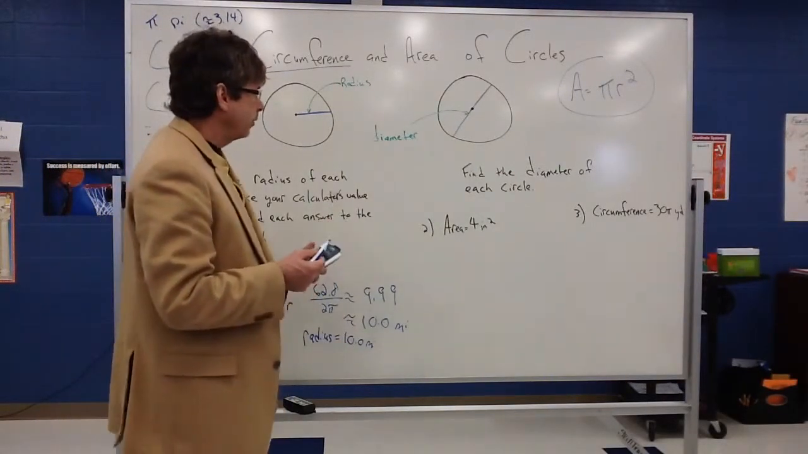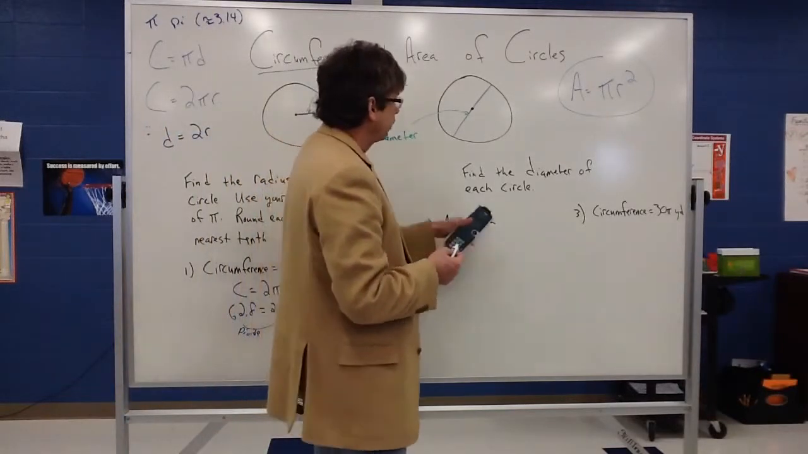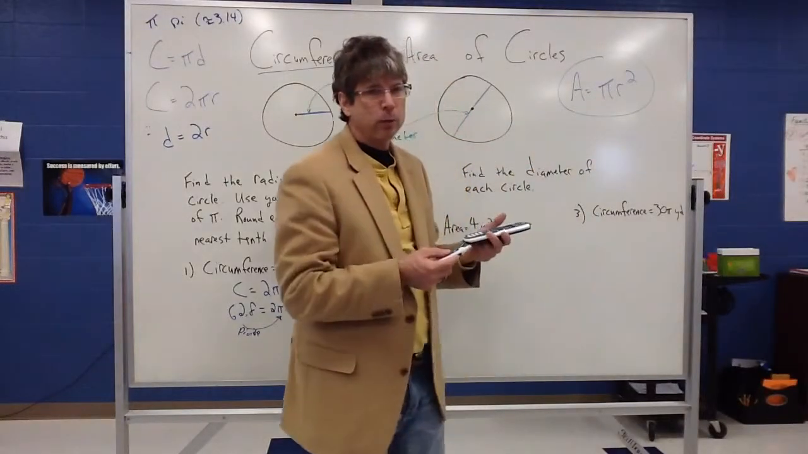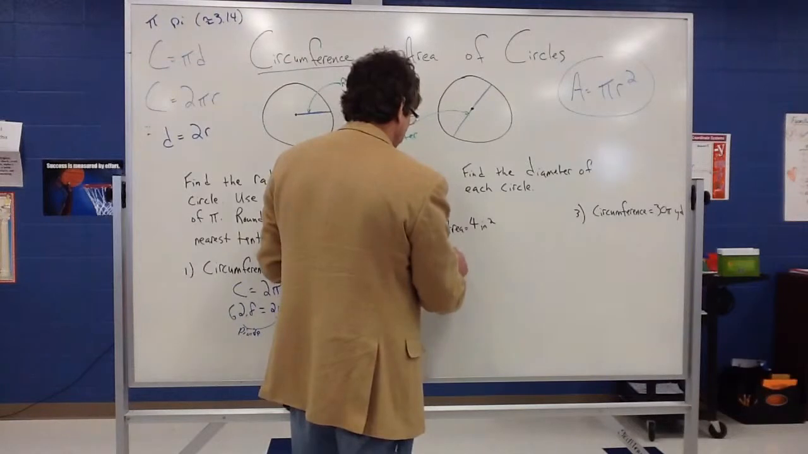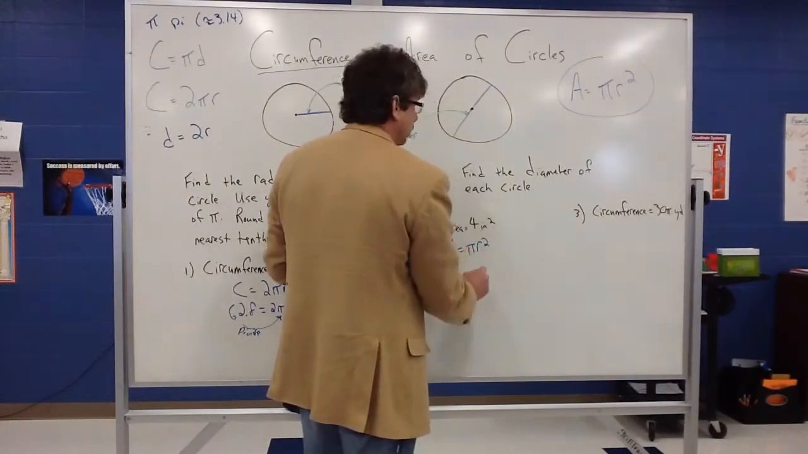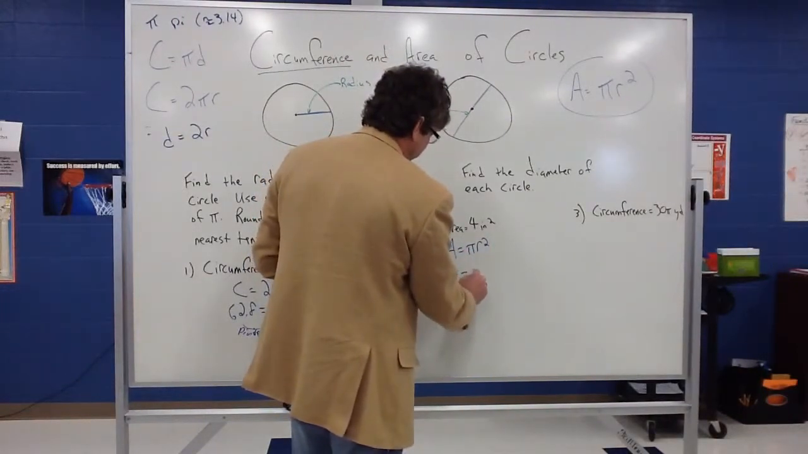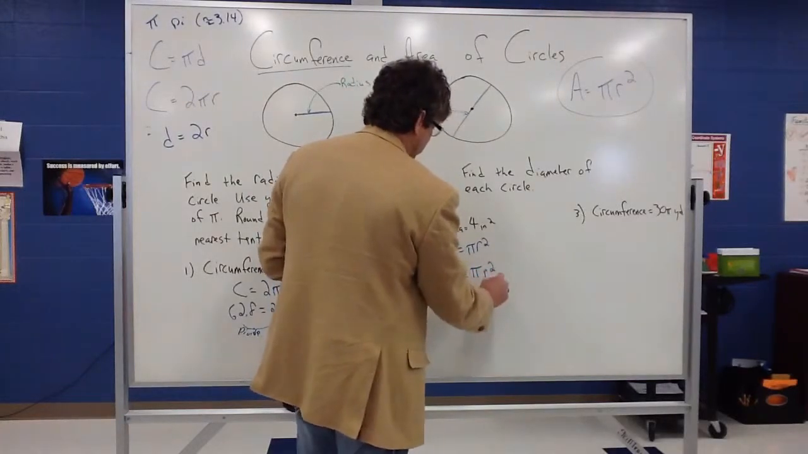So let's see, find the diameter of each circle. Well, I'm dealing with the area. There's only one formula for the area, and that is area equals pi r squared. So the only thing I can do at this point is find the radius. So we know that we have the formula area equals pi r squared. We have also that the area is 4, so we have 4 equals pi r squared.